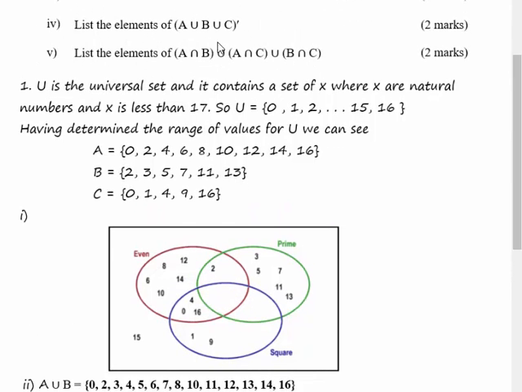Part 4. List the elements of A union B union C, and then notice the little dash by the end there. So actually we're looking for the complement. So first of all we look at A union B union C, which of course is all of those, and the only element that's not in there is 15. So the complement of A union B union C is actually the number 15.